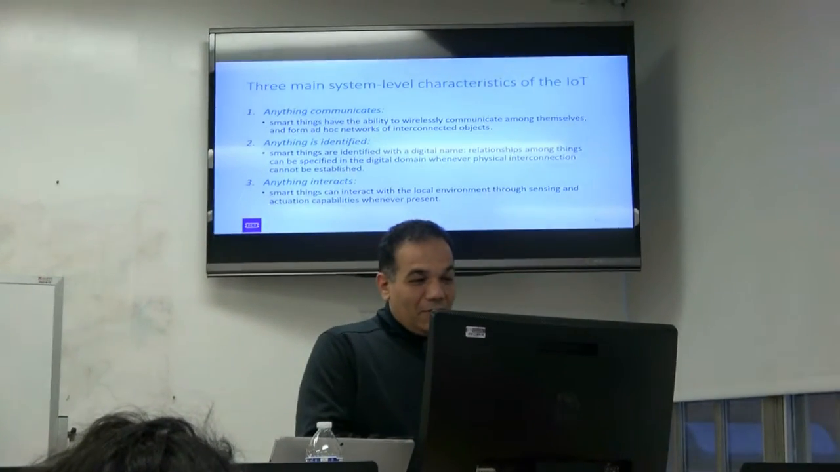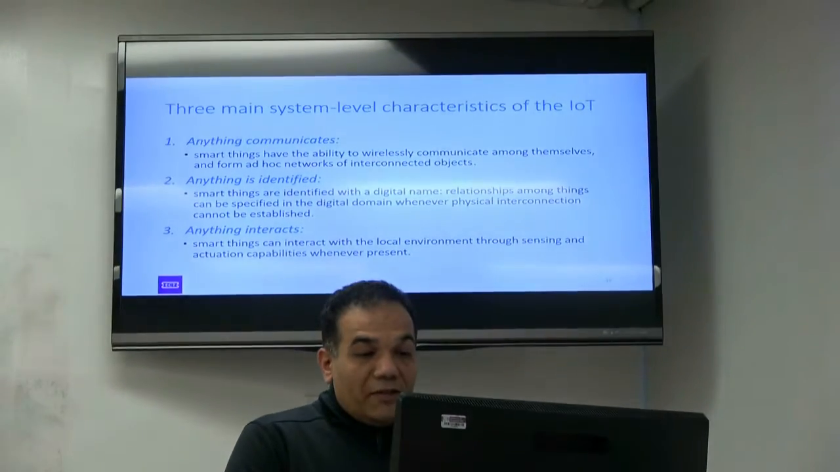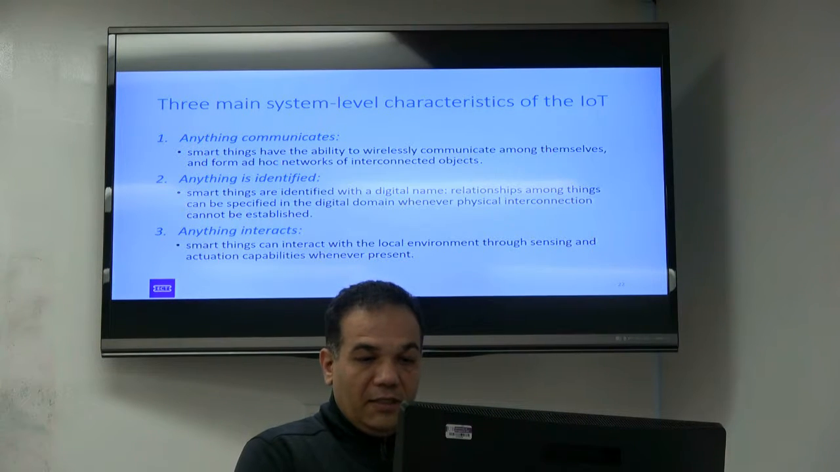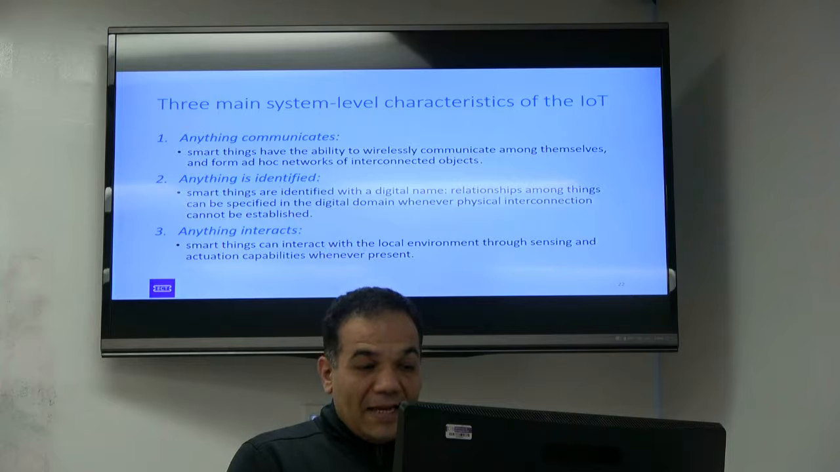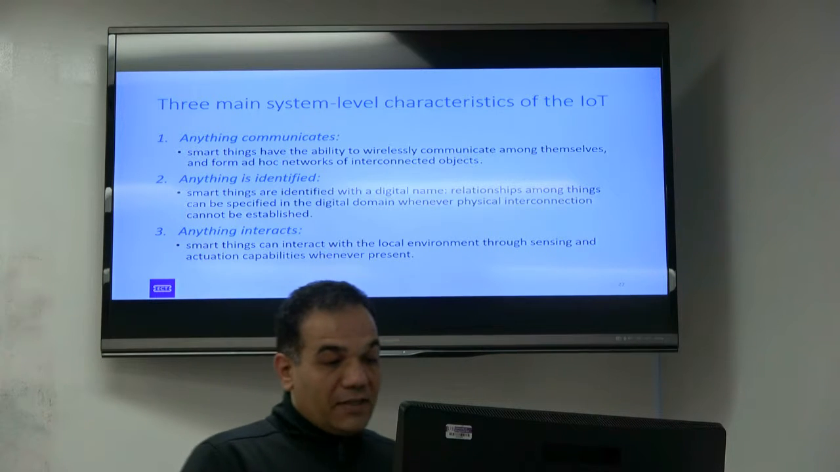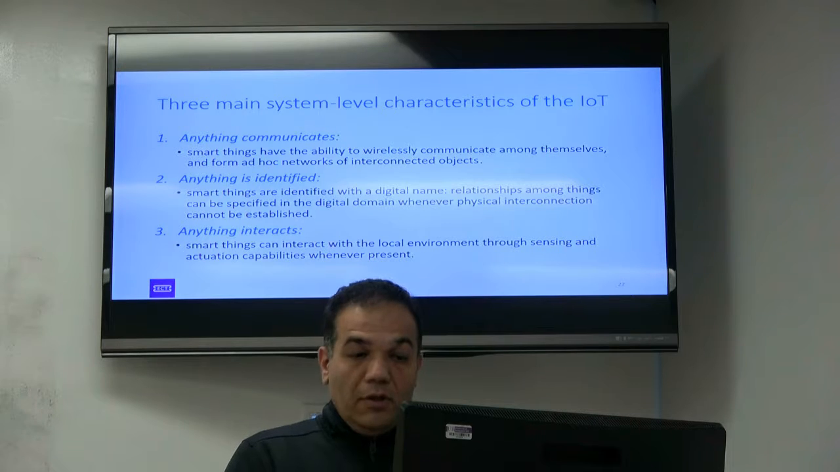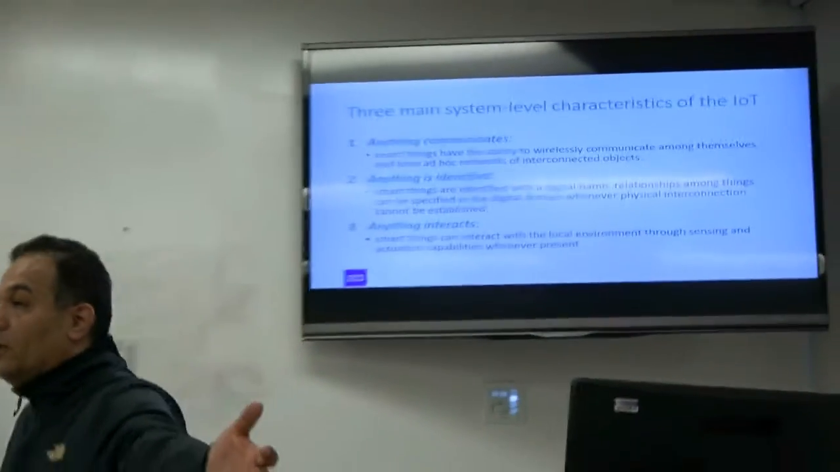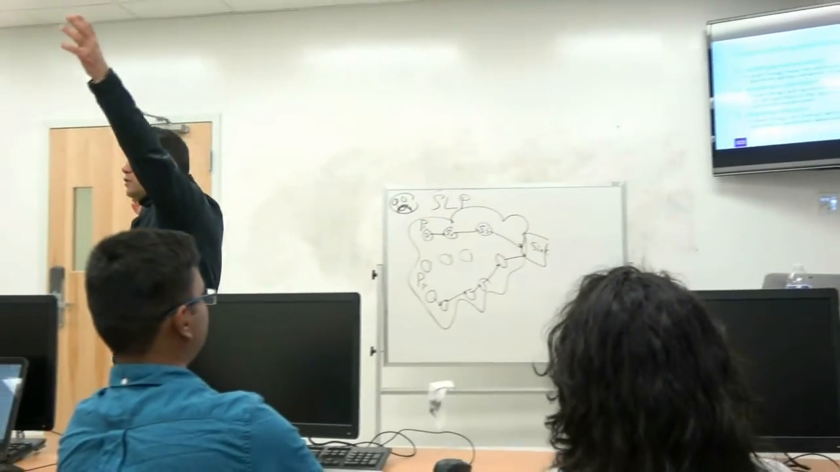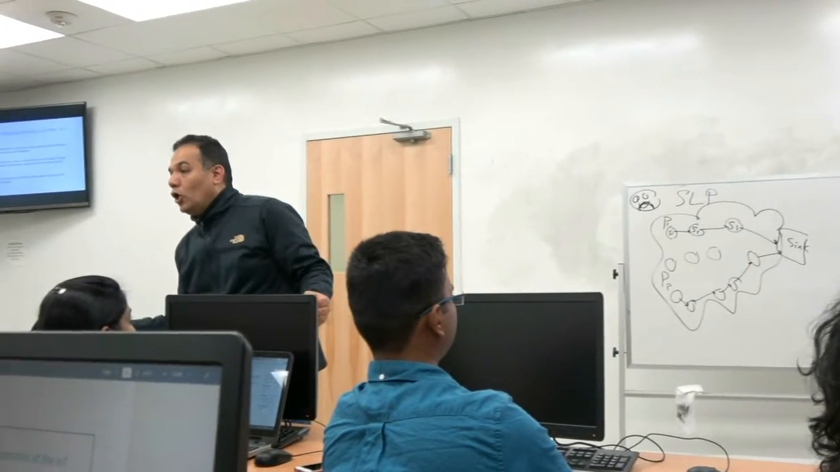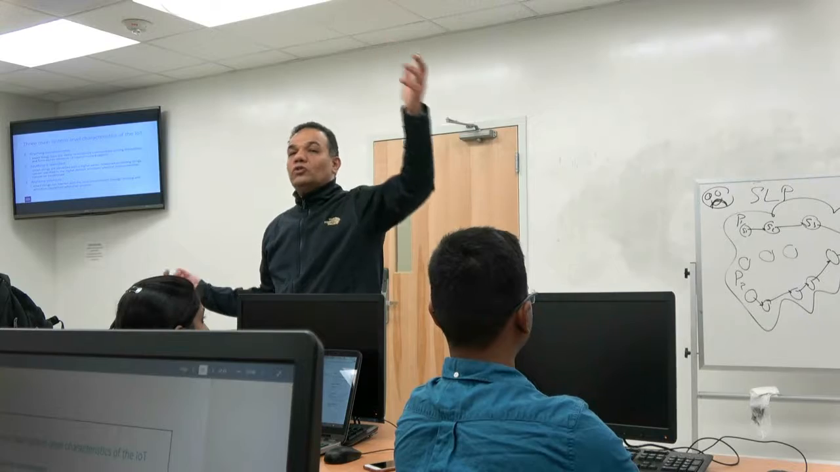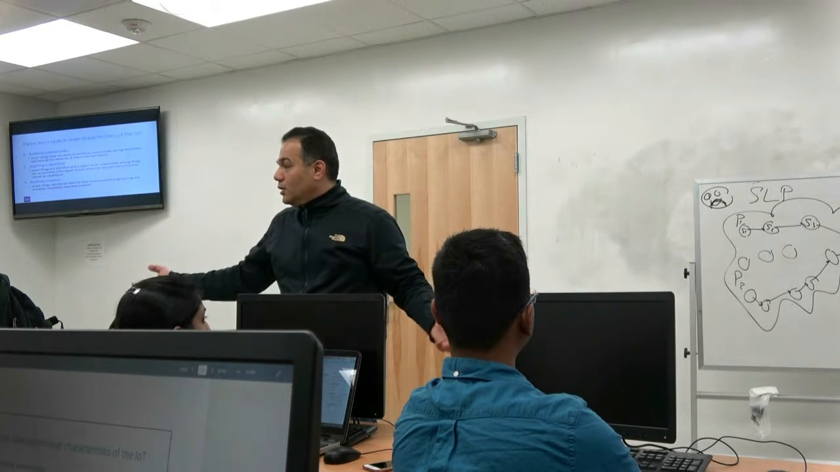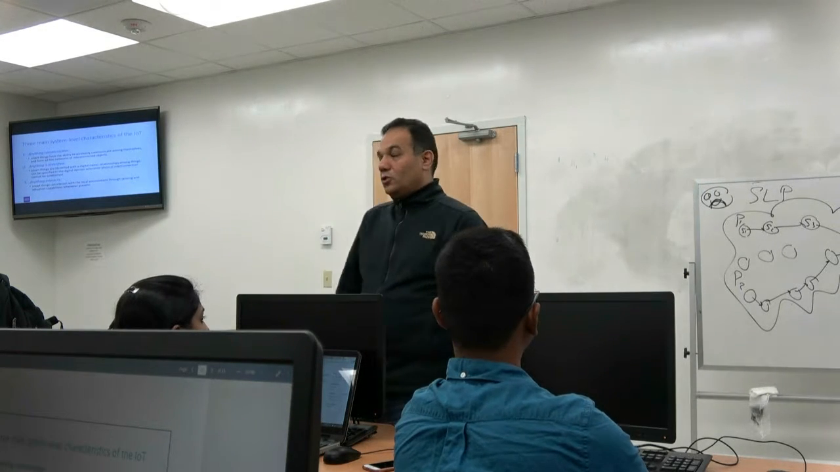So it's good. Smart things are identified with a digital name. Relationships among things can be specified in a digital domain whenever physical interconnection cannot be established. Then, anything interacts. Smart things can interact with the local environment through sensing and actuating capabilities. You sense, you send it to the server, then actuate something. You sense it's cold in your room, you send it to the main server, the action will be to turn on what? Heater. Okay, sensing, processing, and actuation.